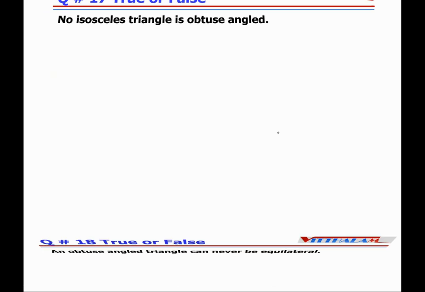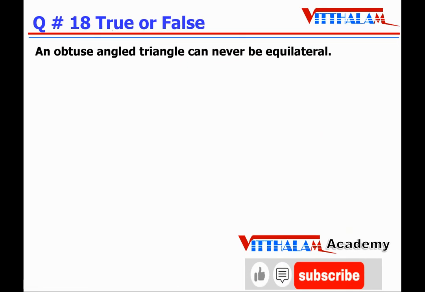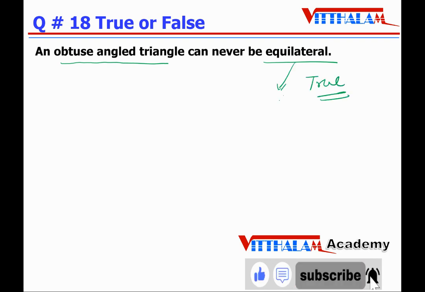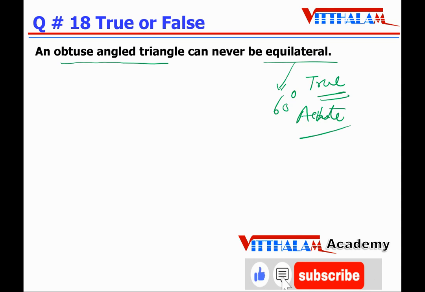Next. An obtuse angle triangle can never be equilateral. That's true. Equilateral means all angles are 60 degrees, so it is acute. How can it be obtuse? So an obtuse triangle can never be equilateral. True. Next.